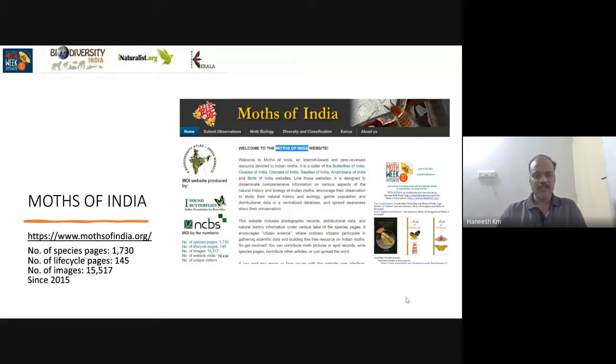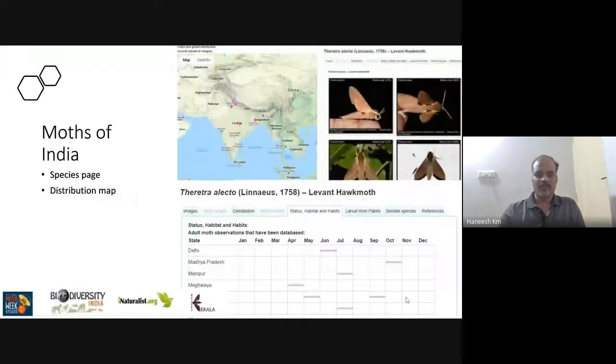Okay, so presently there are around 1,730 pages and around 15,500 images. I think I took the number in the morning. So around 15,000 moth images are there. It's a very good database now, with a lot of records, and all those records are curated. The experts have verified and approved them, so it's a good resource for you to verify your record.